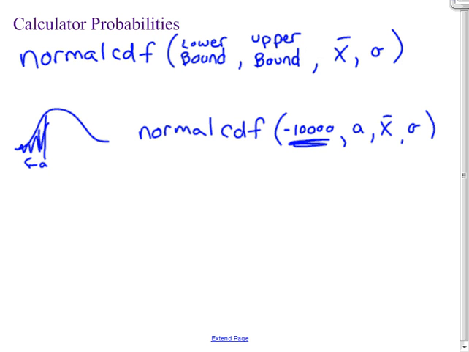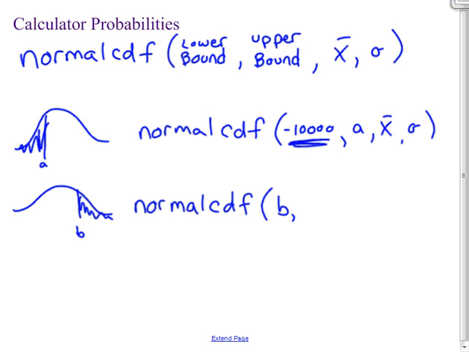Now, let's say instead of going from A down, I'm going from this value, I'll call it B, up. If that's the case, I do my normal CDF. This time my lower bound, my lowest value is B. My highest value keeps going forever, so I'm going to pick a really, really big number. Maybe 10,000, maybe 1,000,000, maybe 1,000,000,000. Then my mean and my standard deviation.